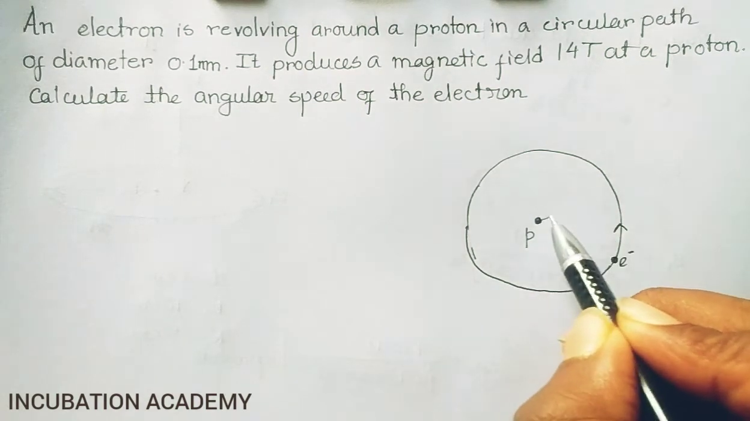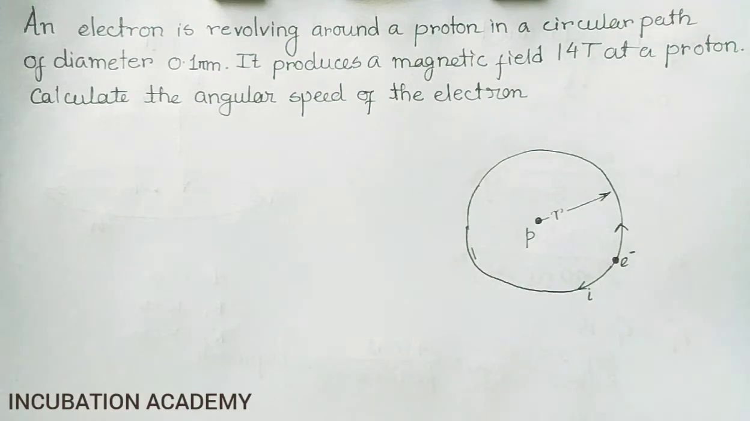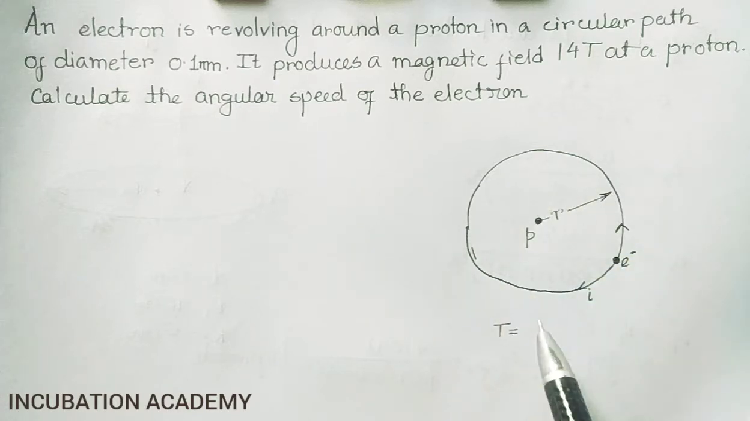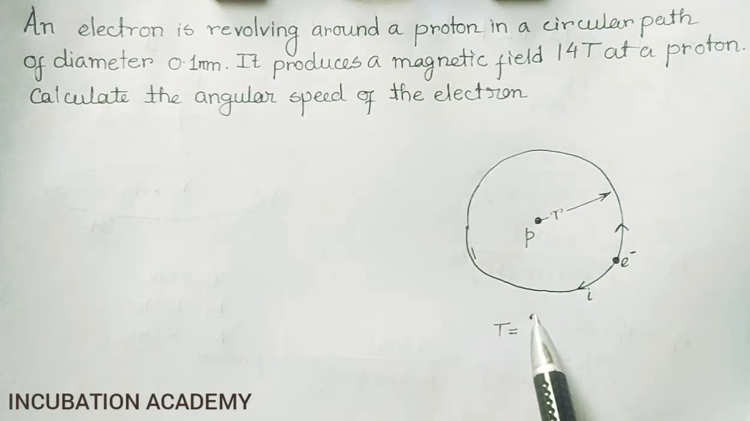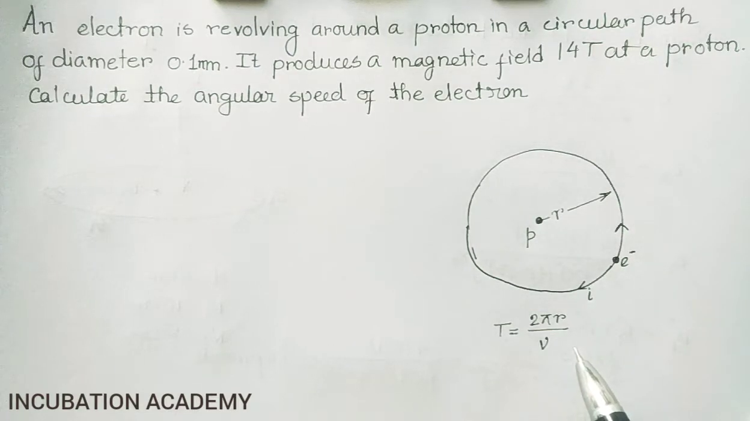If the radius of this circular path is small r, then we can find the time period of revolution for one complete circulation. The distance is 2 pi r, the circumference of the circular orbit, divided by the speed. So 2 pi r divided by speed is the time period.